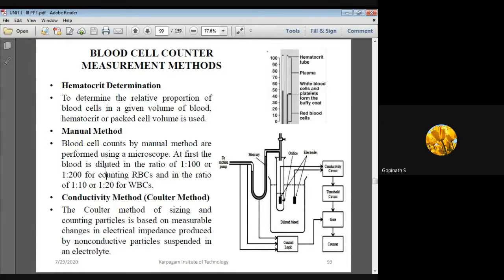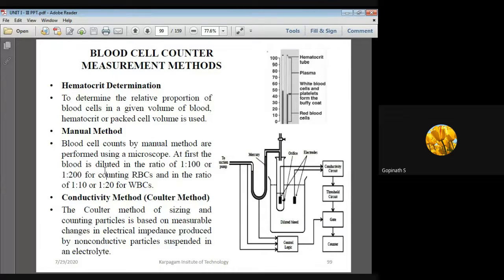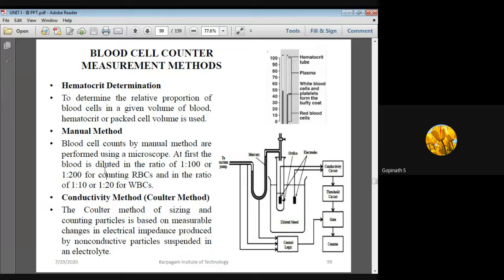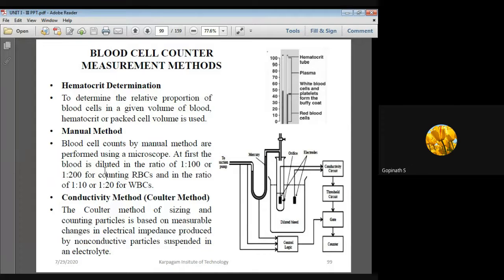Here we take the blood sample and place it on glass. Using the microscope, we look at how many RBC cells, how many WBC cells, and how many platelets are present. Everything we can know using this manual method. Generally, this is a very old method, and it is tedious and time consuming. So generally, we will not prefer this method, but for research and academic purposes, we prefer this microscopic method for the measurement of blood cell counter.